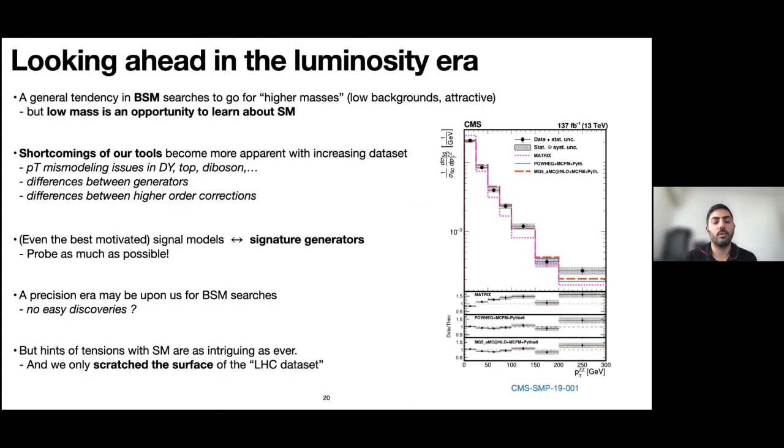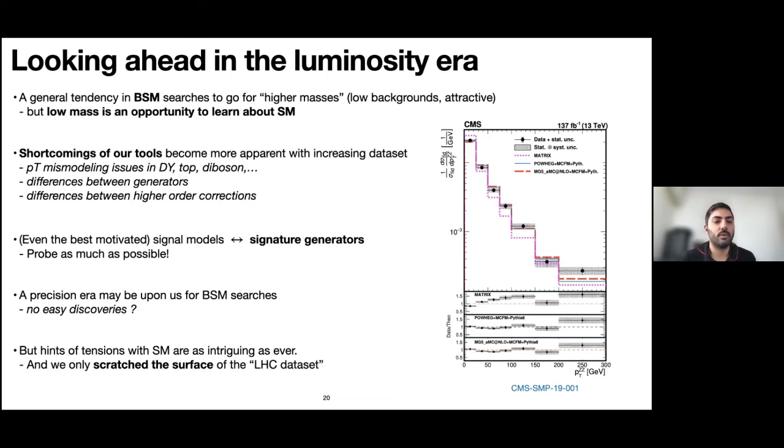With that, I want to conclude, and just on a personal note, we are now in the luminosity era, as people would usually say at the LHC. The general tendency that you might see in BSM searches is to go for higher and higher masses because it's attractive, you get low backgrounds and so on. So if you want to set limits, that usually is the way to go. But in my opinion, low mass is an opportunity to actually learn about the standard model.